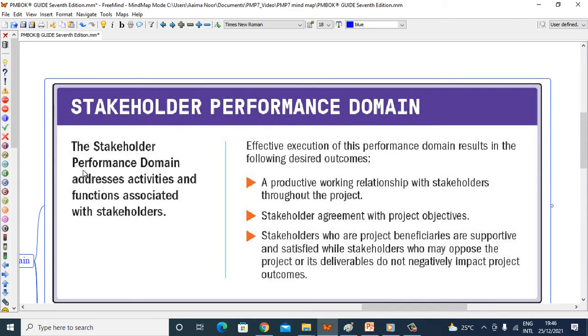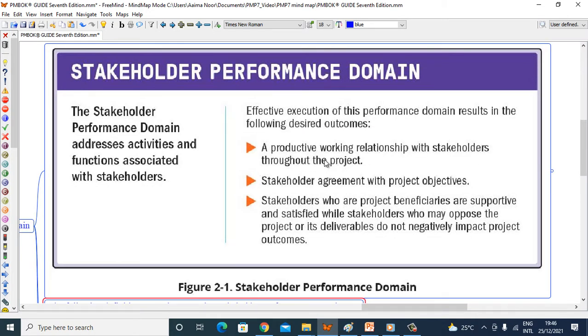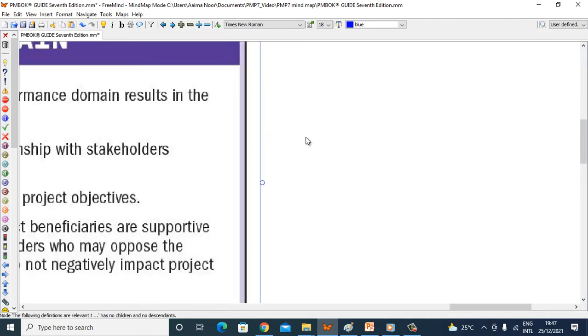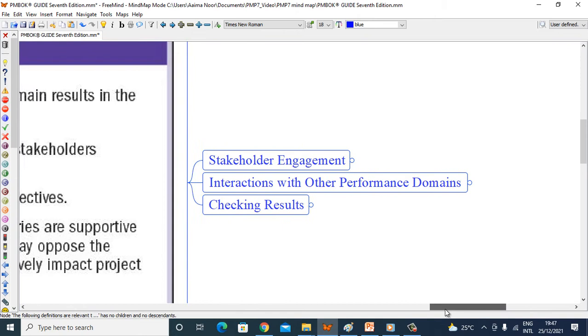Stakeholder performance domain. The stakeholder performance domain addresses activities and functions associated with stakeholders. Effective execution of this performance domain results in the following desired outcomes: a productive working relationship with stakeholders throughout the project, stakeholder agreement with project objectives, stakeholders who are project beneficiaries are supportive and satisfied, while stakeholders who may oppose the project or its deliverables do not negatively impact project outcomes. Stakeholder engagement, interaction with other performance domains, and checking results. Stakeholder engagement.